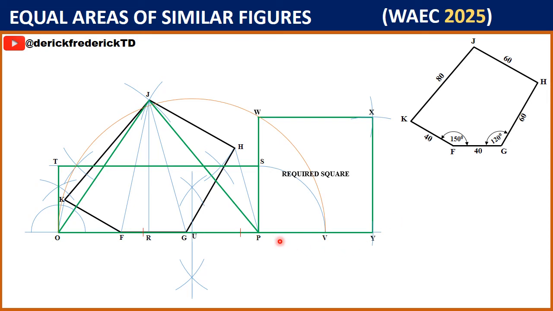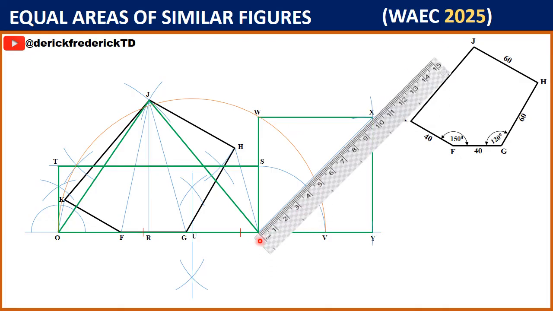So the next question is to measure the diagonal of the square. Now this is the diagonal. The diagonal is either PX or YW. Let's choose PX. Get your ruler and measure it, and from here we can see that it is 100 mm.